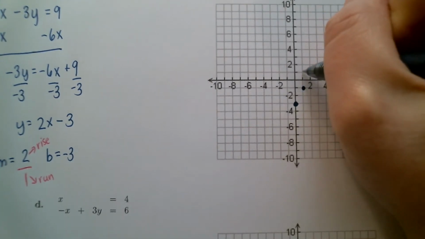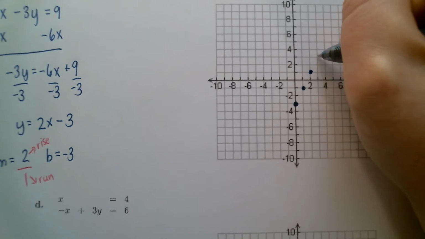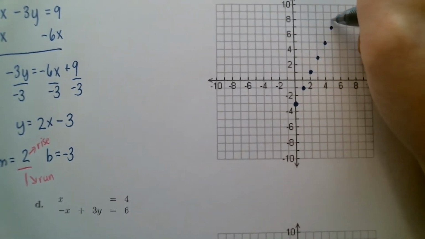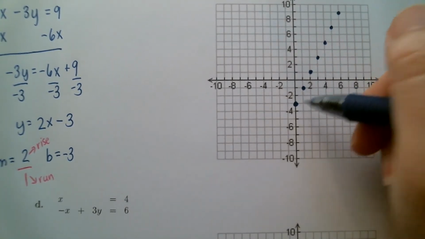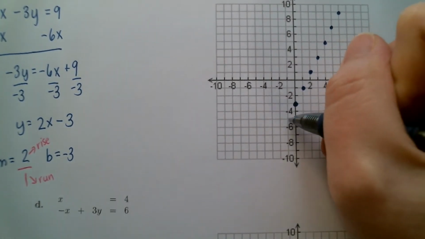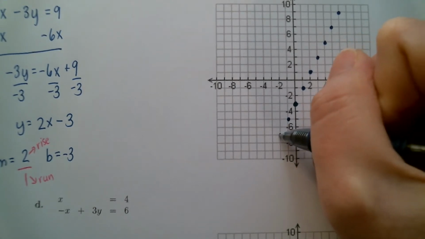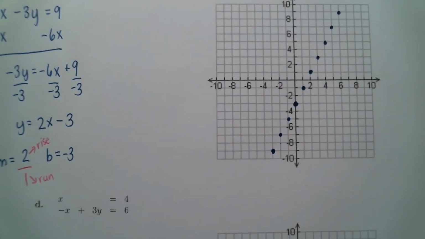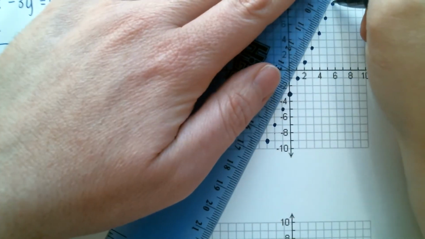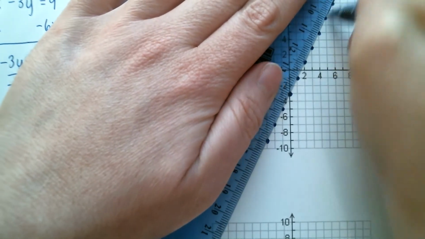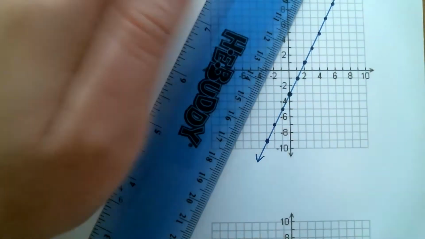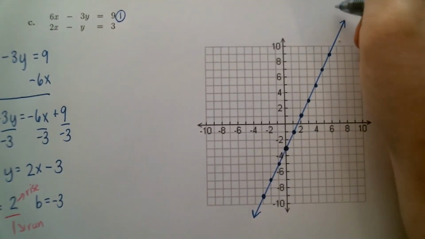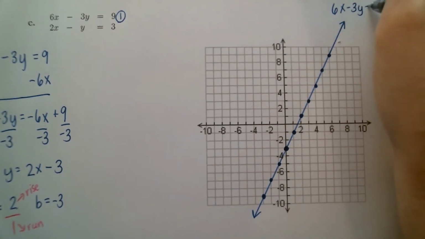I'm just going to keep doing that, up 2, right 1, and I will do that until I fill out this grid. So it's going to be a lot of points. And then I'm going to go in the opposite direction, so I'll go down 2, left 1 and just fill out the grid. There we go. So this line looks like this. This is our first equation, the 6x minus 3y is equal to 9.